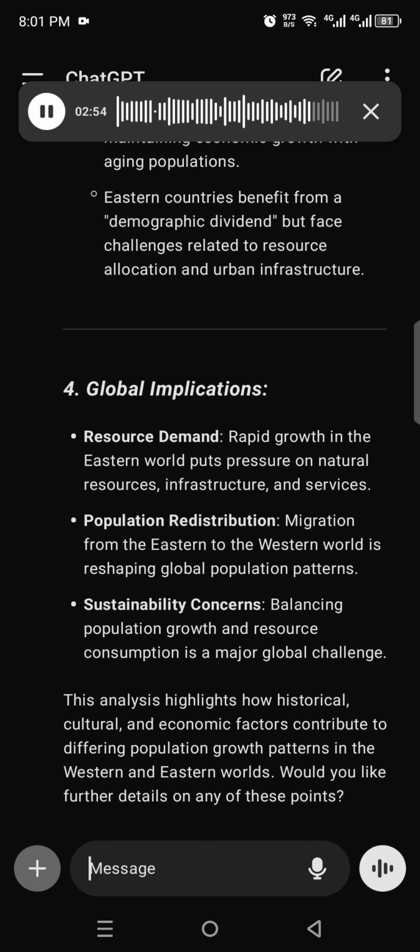Population redistribution. Migration from the Eastern to the Western world is reshaping global population patterns. Sustainability concerns. Balancing population growth and resource consumption is a major global challenge. This analysis highlights how historical, cultural, and economic factors contribute to differing population growth patterns in the Western and Eastern worlds. Would you like further details on any of these points?